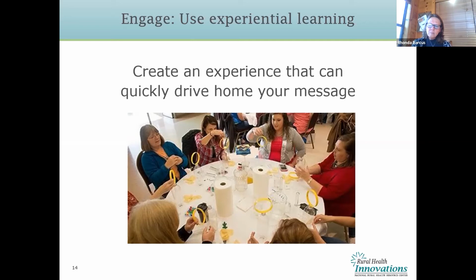One other experiential learning exercise that I've seen is at a hospital I work with.